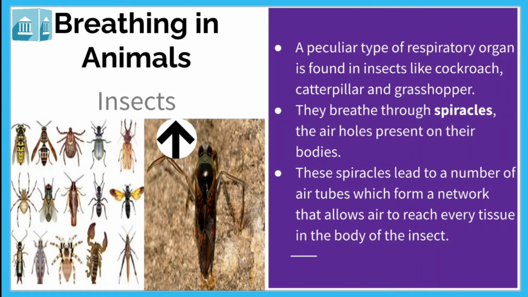Now, insects. A peculiar type of respiratory organ is found in insects like cockroach, caterpillar, and grasshopper. They breathe through spiracles, the air holes present on their bodies. These spiracles lead to a number of air tubes which form a network that allows air to reach every tissue in the body of the insect.